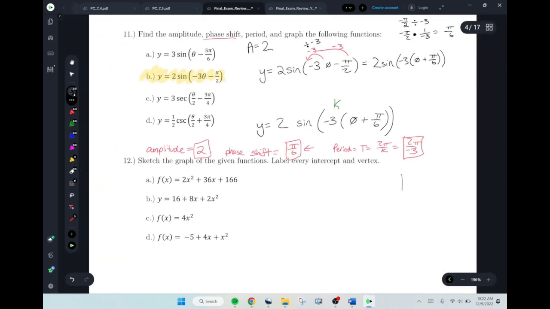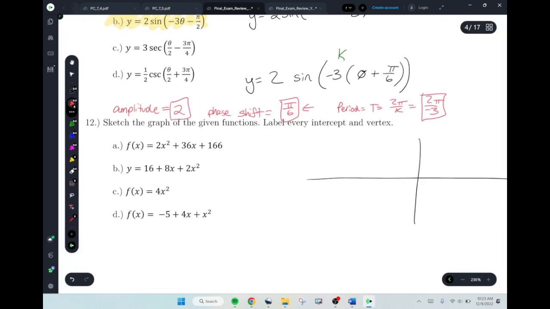Mm-hmm. So we have a period of 2/3, and it's the thirds that always get me whenever I'm graphing. They also get me. I agree. I will cross my fingers that it's a good thing, but here's how you can garner all the points for the graph and not have to worry about doing it perfectly: you draw the line at 2, and you draw the line at negative 2, right?